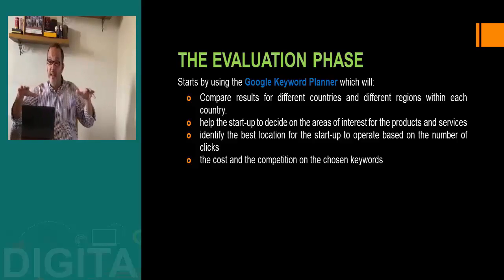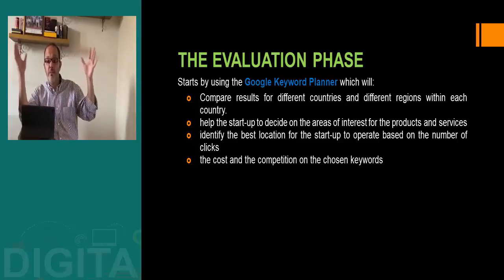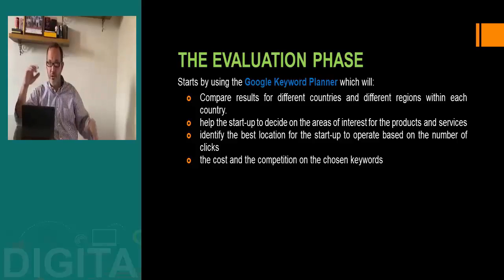You cannot spread thin. You cannot say, I will work on 5 products, 8 products, and then have thousands of keywords for each product, and you will spread very thin. Your budget will actually die. The process will help you identify the best location for the startup to operate, the cost of the click, as well as the competition.